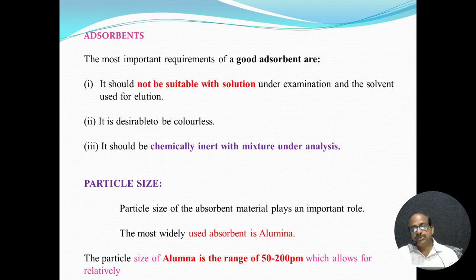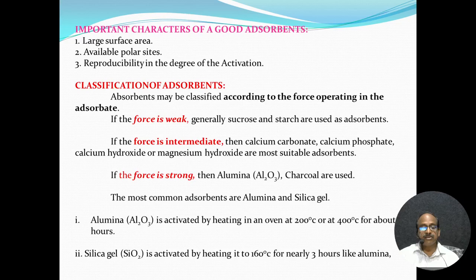It is most widely used as the adsorbent, that is called alumina. The particle size of the alumina is 50 to 200 µm. This is the adsorbent. This is called the stationary phase.